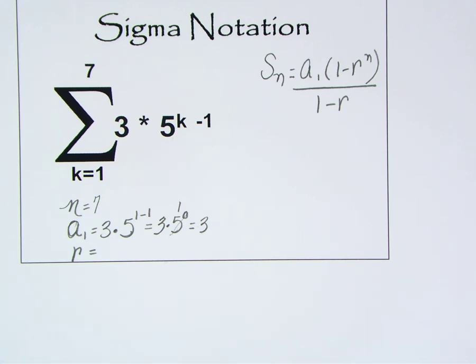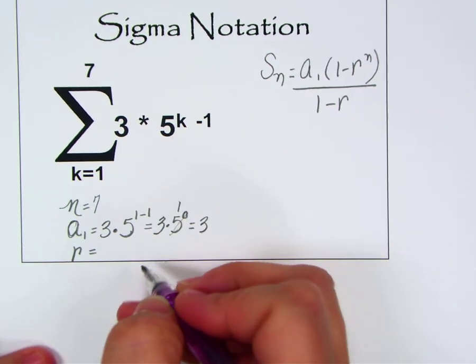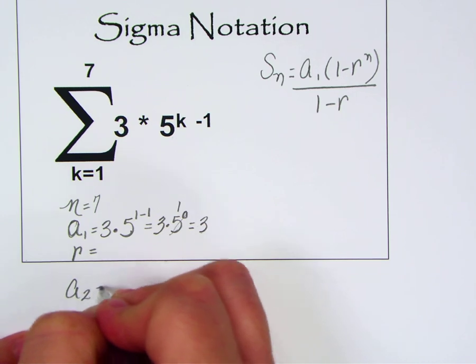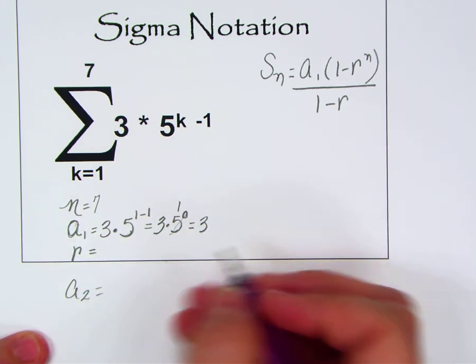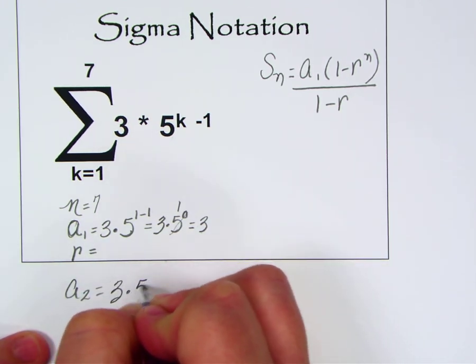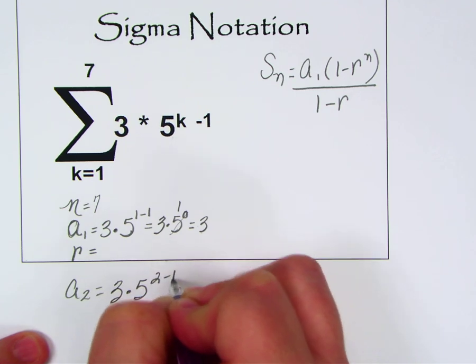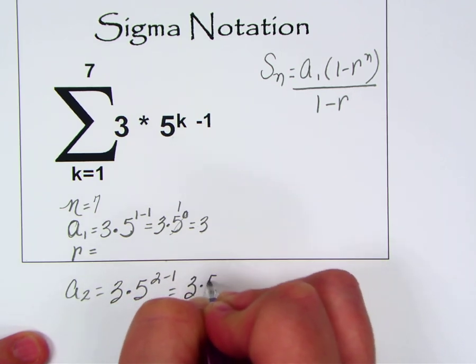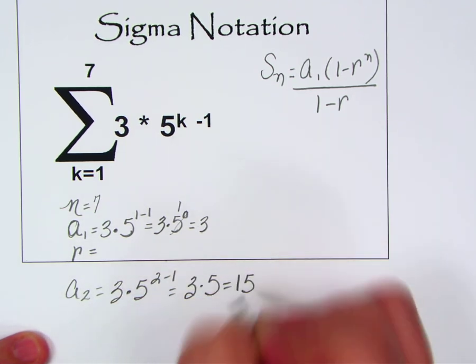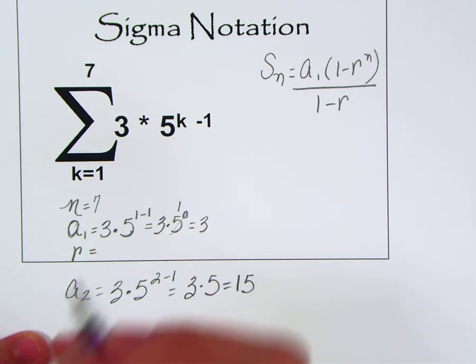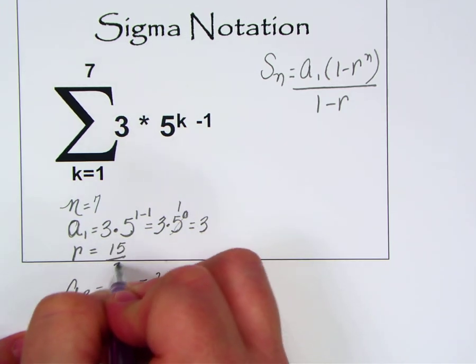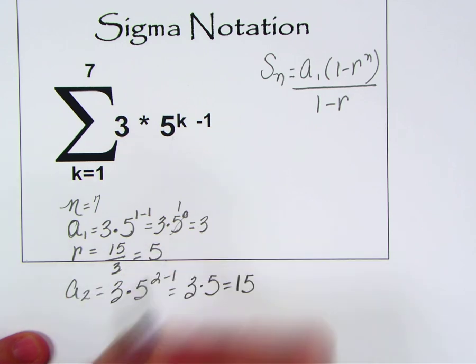We have the first term. So you stick in the second term for k, and then that's how you. Okay, so if I found the second term, I could divide those two? Uh-huh. All right, so 2 minus 1, that's 3 times 5 to the first power is 15. So the common ratio is 15 divided by 3, which is, that's interesting.